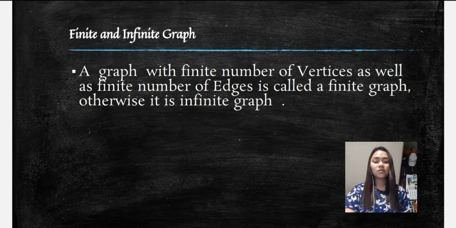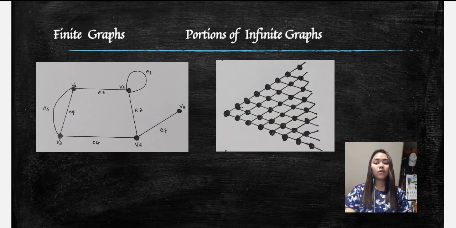Next definition is for finite and infinite graph. A graph with a finite number of vertices as well as a finite number of edges is called a finite graph. Otherwise, it is an infinite graph. When we observe this first graph, it has 5 vertices and 7 edges. The number of vertices and the number of edges are finite, so this is an example of a finite graph.